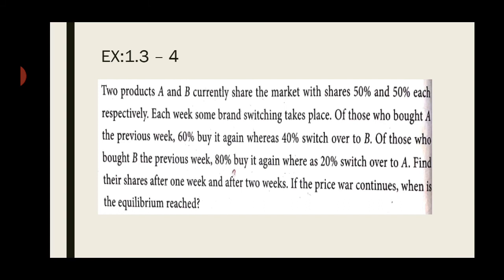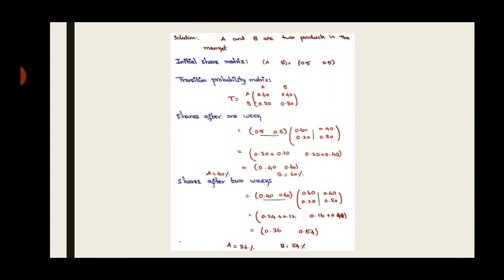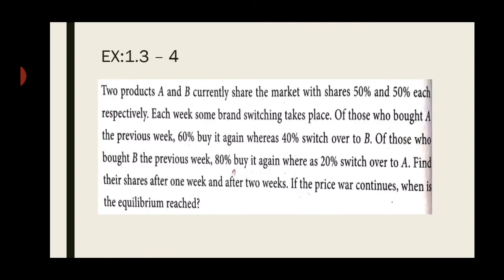Of those who bought B the previous week, 80% buy it again. That means BB: those who are using B, again using B is 80%. So the second row, B row, B column, that is second row, second column. In that place you can see 0.80.